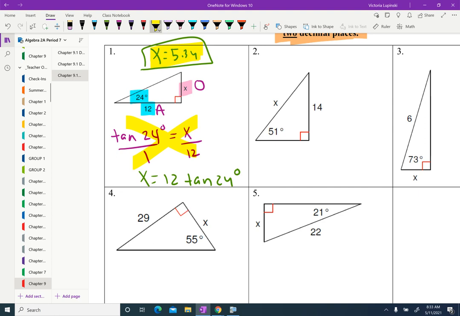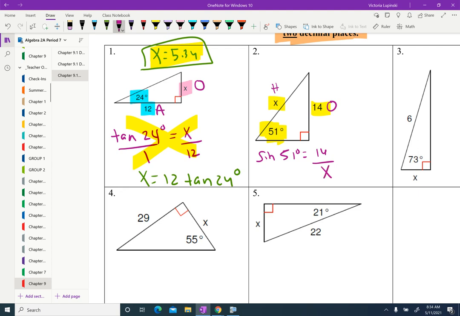Let's go ahead and take a look at number 2. So in number 2, you have 51, you have 14, and you have x. Again, depending on whatever the angle is, you then have to decide, are the values in question the opposite, the adjacent, or the hypotenuse? So compared to the 51, this 14 is the opposite, where the x is the hypotenuse. So an opposite and a hypotenuse, that is, of course, a sine. So the sine of 51 is equal to the opposite 14 over the hypotenuse x.